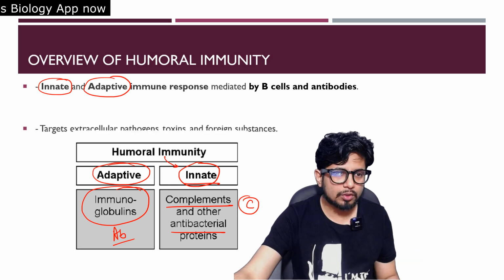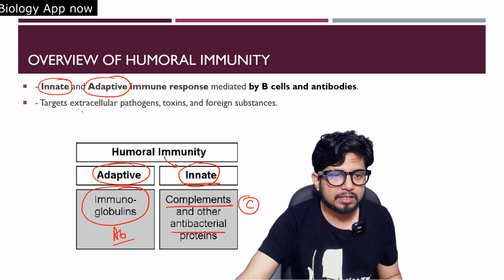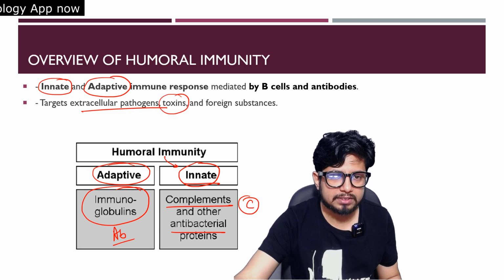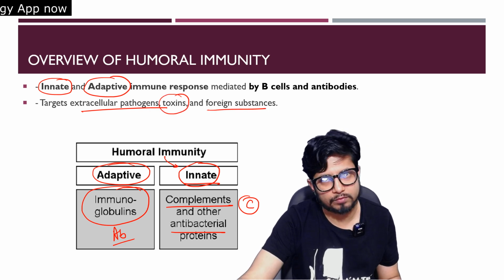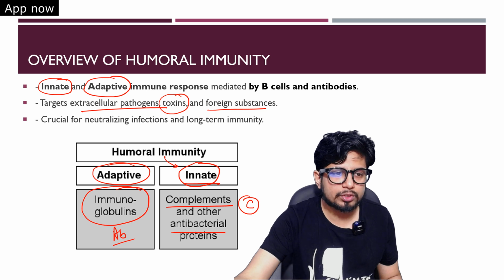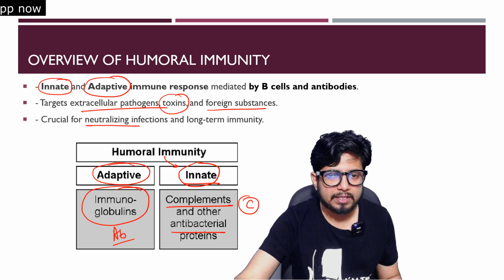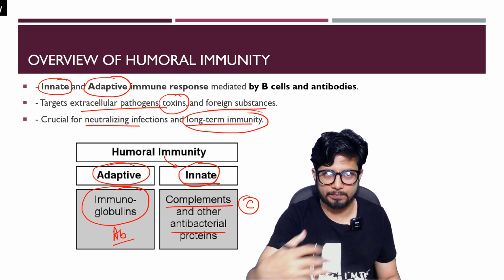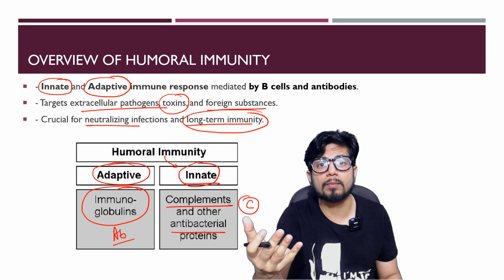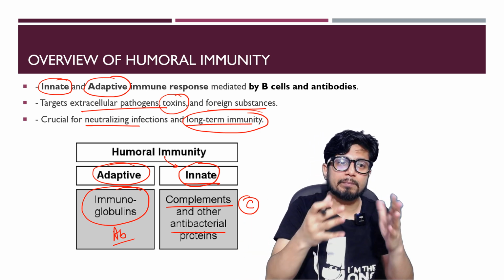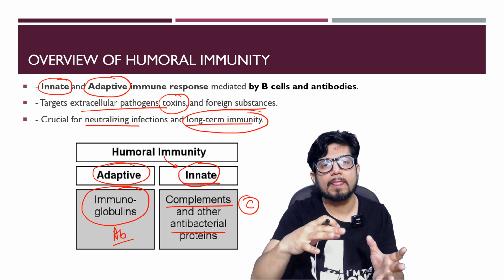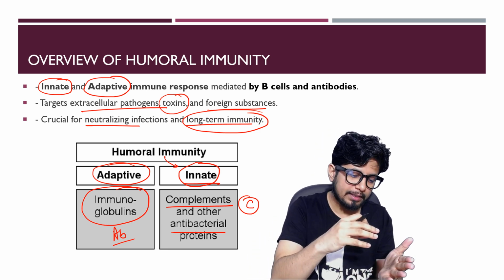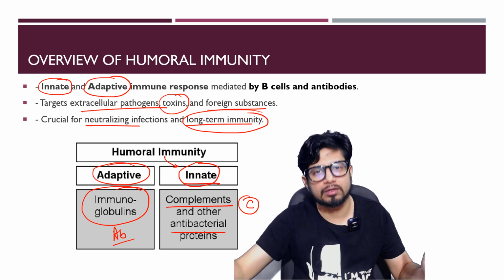They target extracellular pathogens, toxins, and foreign substances which are harmful to our body, and are crucial for neutralizing infections and providing us long-term immunity against infections. That is the job of humoral immunity. It may take up slowly, but once it takes up, it provides protection for a long duration.